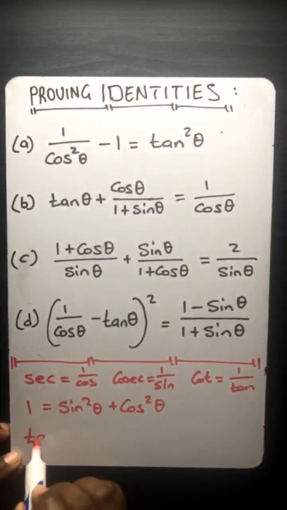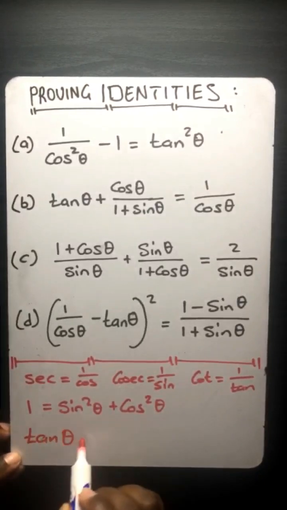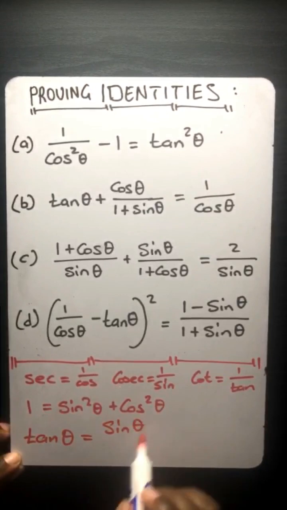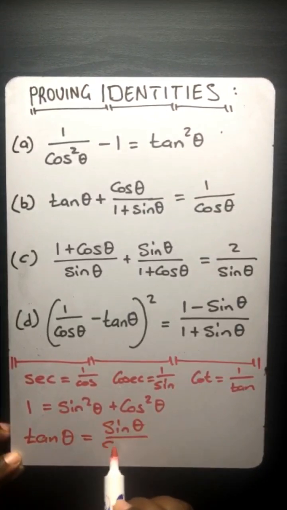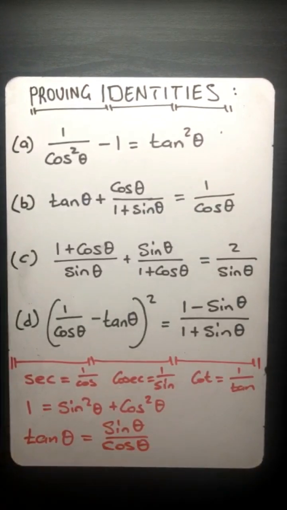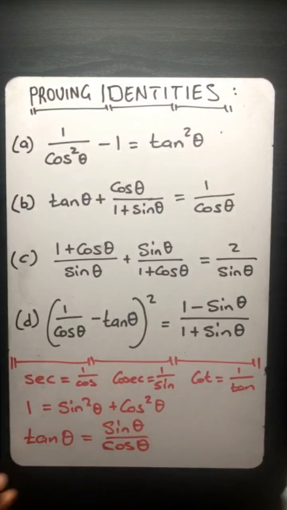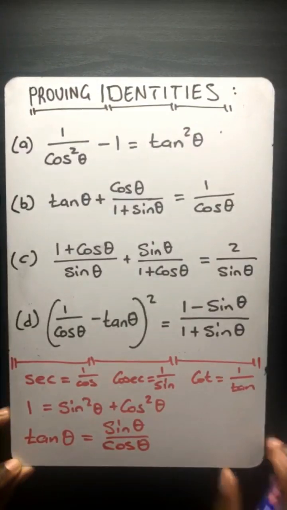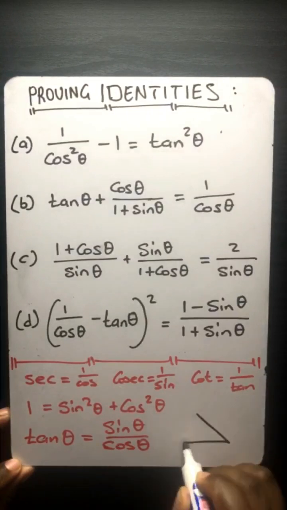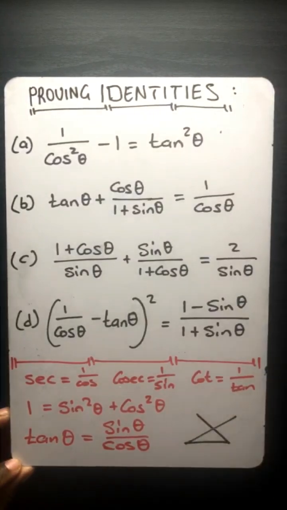But most importantly, you also need to be aware that tan of an angle is the same as sine of the angle over cos of the angle. Please either take a screenshot or write that down. Otherwise, you will miss it. Most importantly, you therefore need to know that this is the identity that we use.